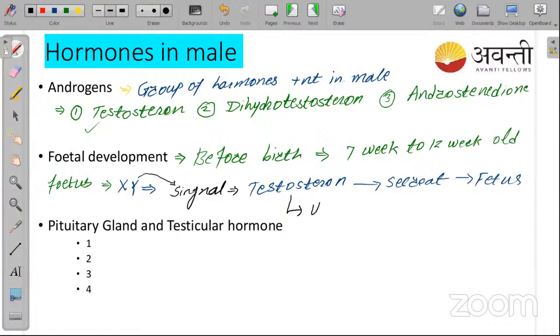So these reproductive organs, such as the urethra, okay. Next is the scrotal cavity. Next is the penis. So these organs are developed due to testosterone. Okay, Nandish, actually there is some process behind that. The Y chromosome is responsible for that.